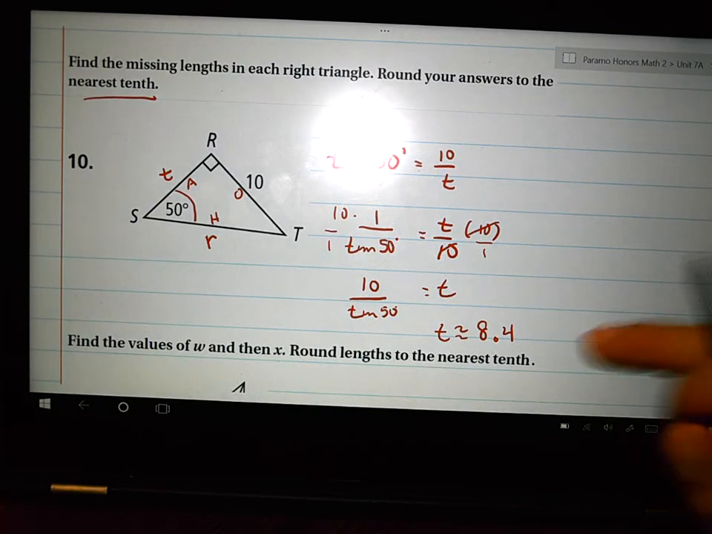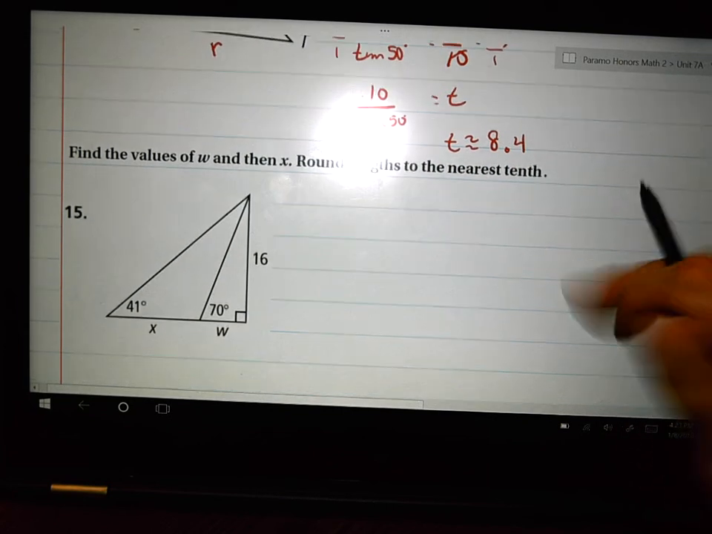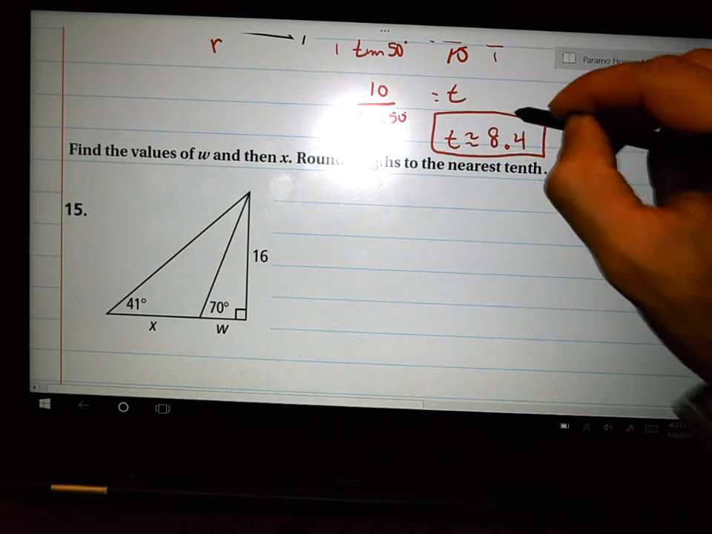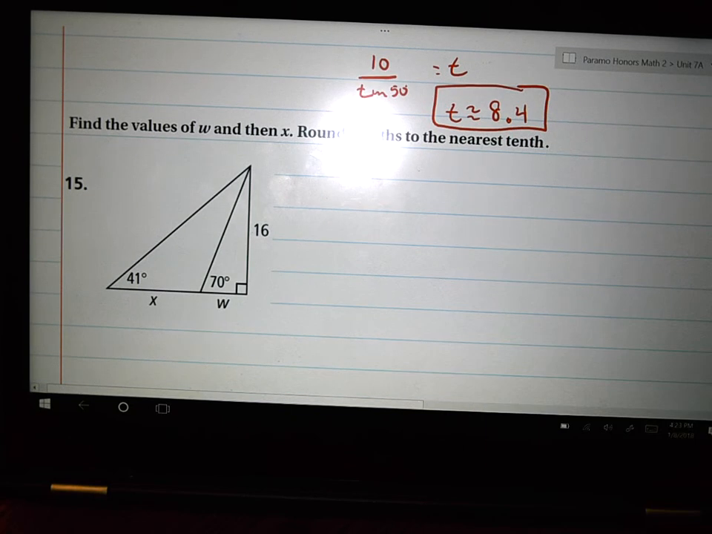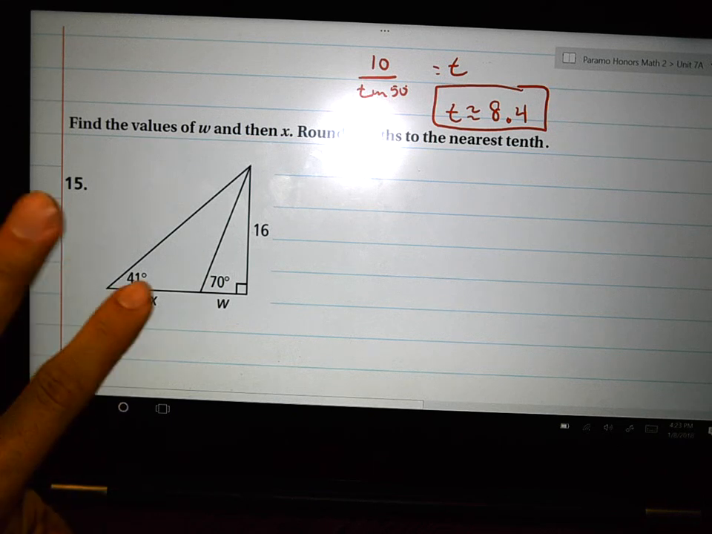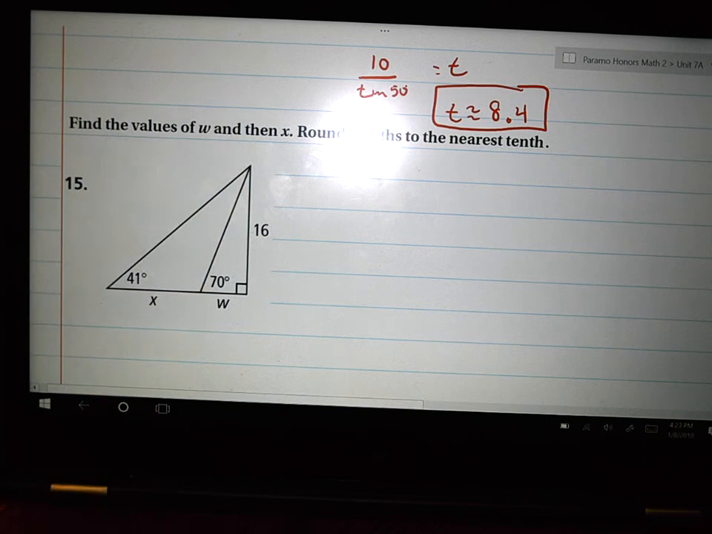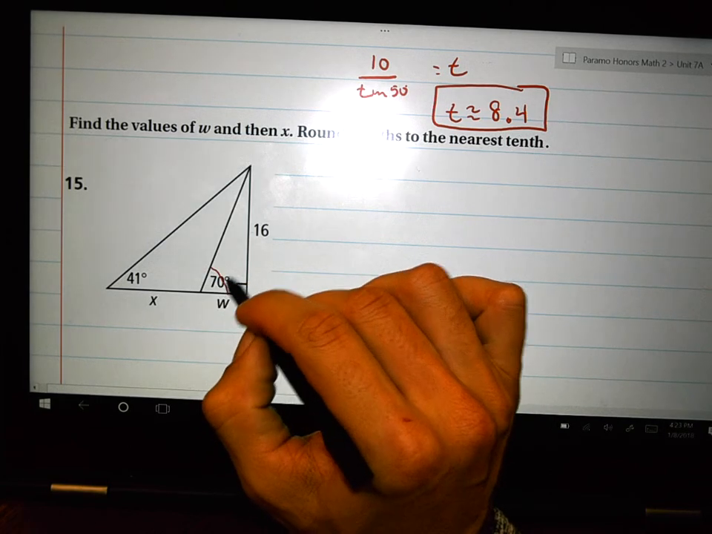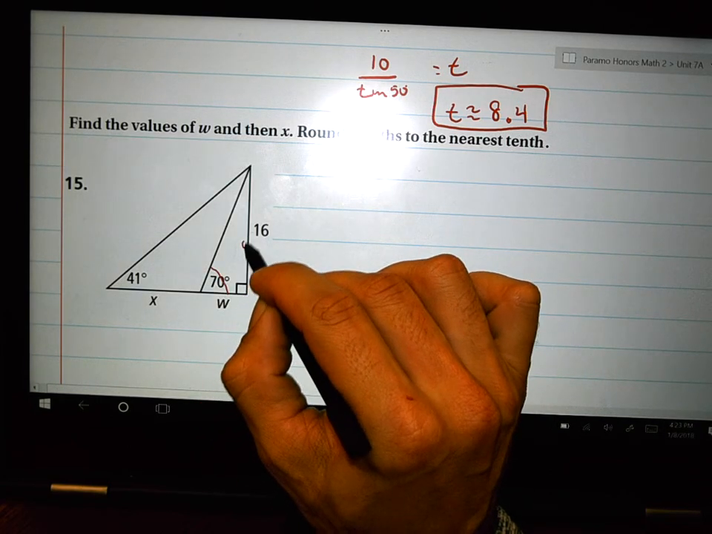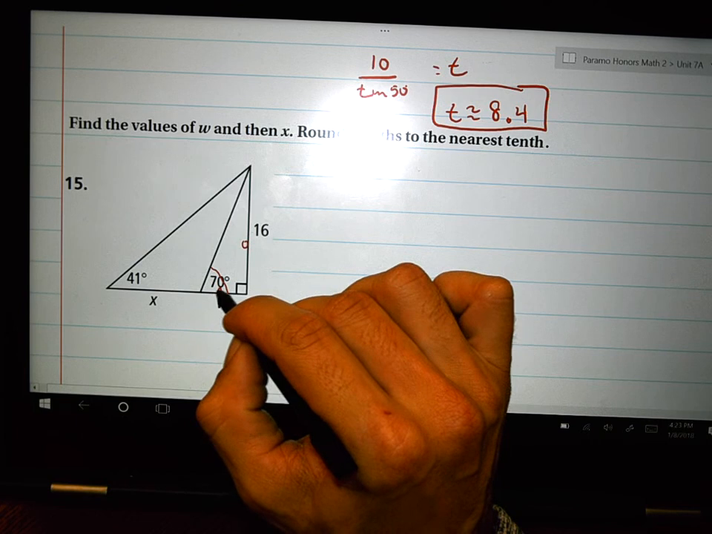Last example. Find the values of W and then X. We have a 70-degree angle. We have a 41-degree angle. Highlight the angle. This one is an opposite. This one is an adjacent.